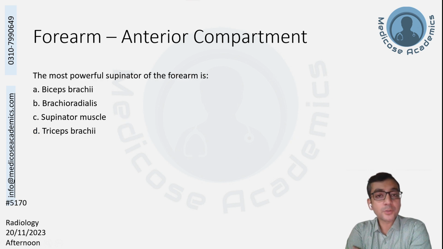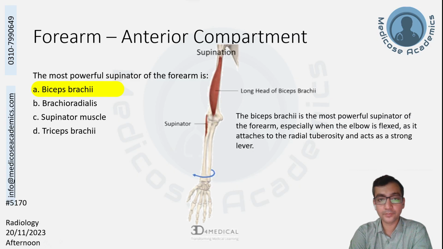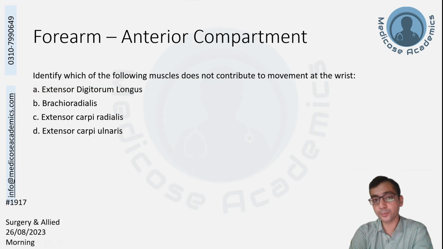The most powerful supinator of forearm. Usually the supinator works, but when you have to do extra work, when you have to apply force, then biceps brachii comes into action, and that is the correct answer. Biceps brachii is the more powerful supinator of forearm, especially when the elbow is in flexed position.